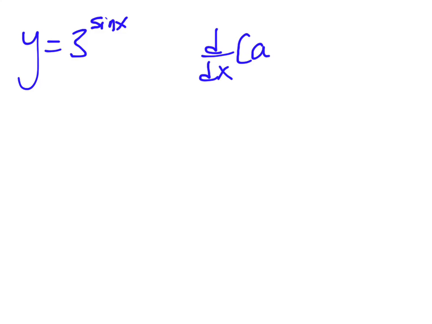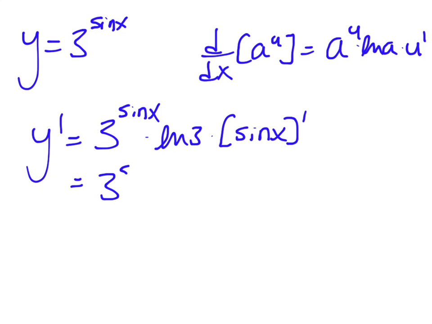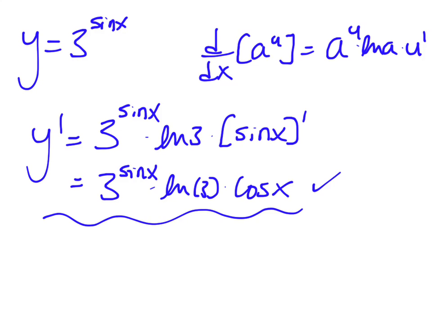If you have something a little bit more complicated, say y is equal to 3 to the sine of x. Again, we recognize that sine of x in this case is u. So I'll write it one more time. d over dx, a to the u, is equal to a to the u times ln of a times u prime. So in this case, my y prime is going to be equal to 3 to the sine of x times ln of 3 times the derivative of sine of x. So that's 3 to the sine x ln of 3 times the derivative of sine, which is cos of x. And there it is. Done.